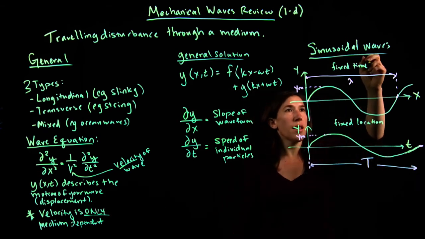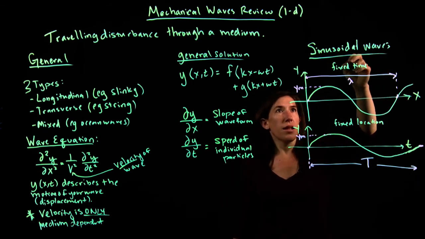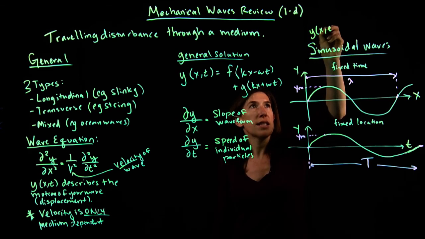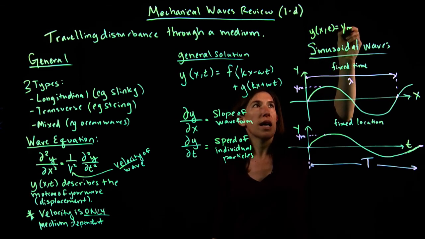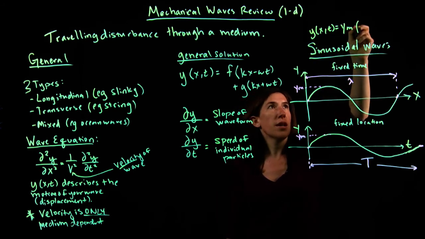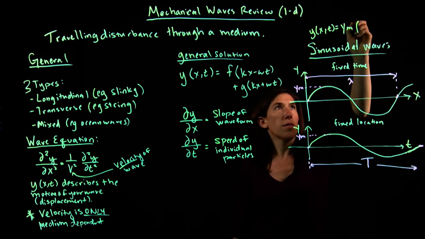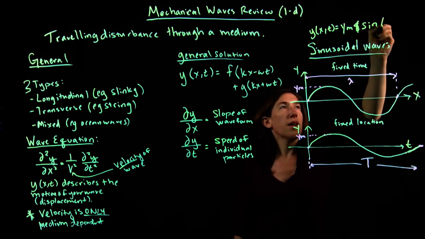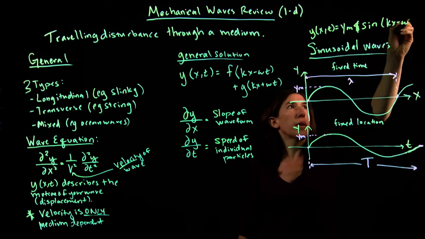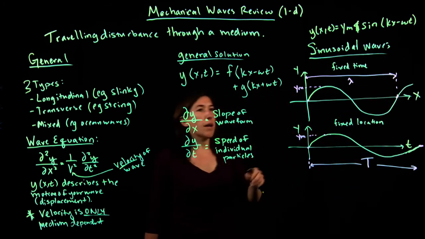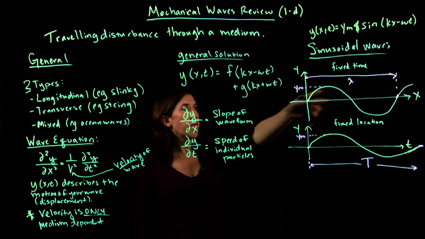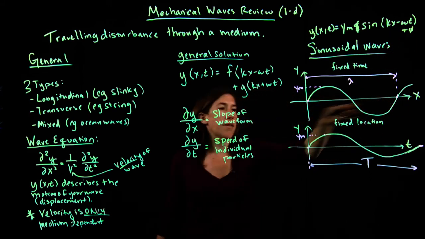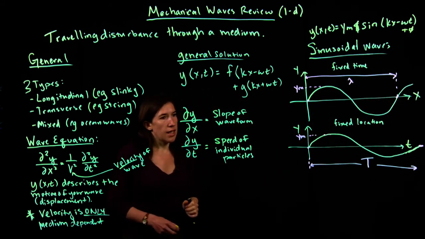So as I've drawn them, this sinusoidal solution might be something like y of x and t equals y m, this maximum amplitude, times sine of kx minus omega t. So I've drawn them such that there's zero phase, but in general you could have a plus phi over here, which would shift these from right to left.